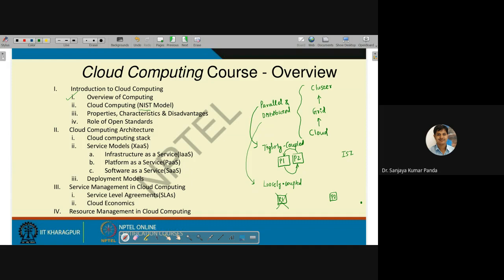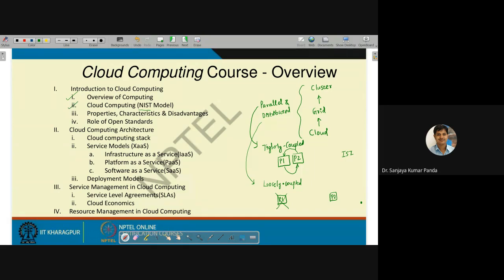Similarly, when a new technology comes into the market, standard organizations give the definition. So cloud computing is defined by NIST. Similarly, cloud computing is also defined by IBM, and by other organizations also. But as NIST is a very popular organization, we are referring to the definition suggested by NIST.